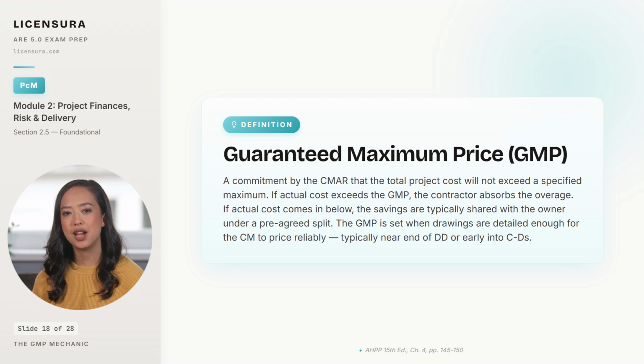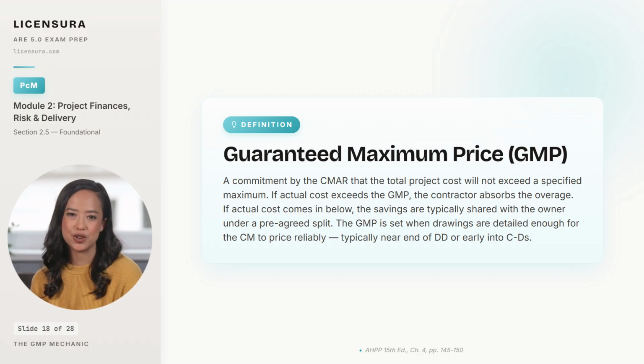If the actual cost lands below, the savings are not pure contractor profit. They are typically shared with the owner under a split that was negotiated up front, often 50-50, sometimes weighted toward the owner. That single feature aligns incentives in a way that bid build never does, because the contractor only benefits from cost-saving ideas if they also share that benefit with the owner.